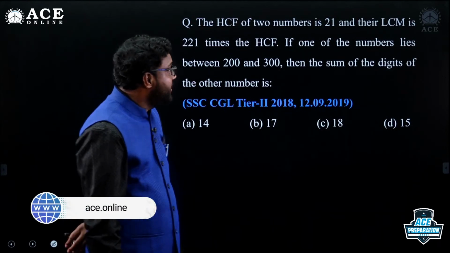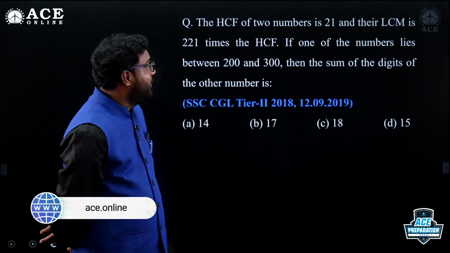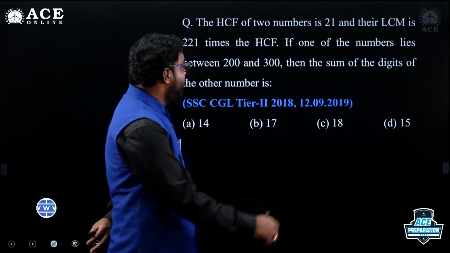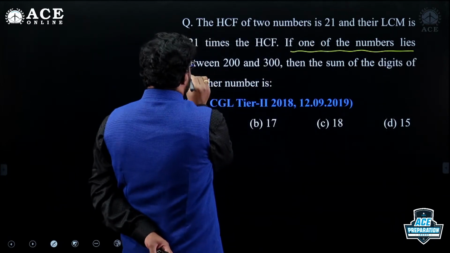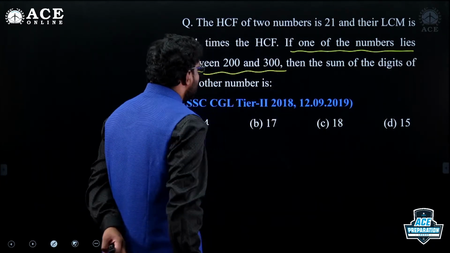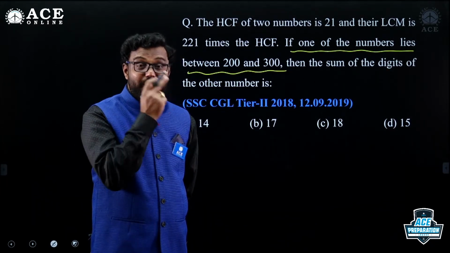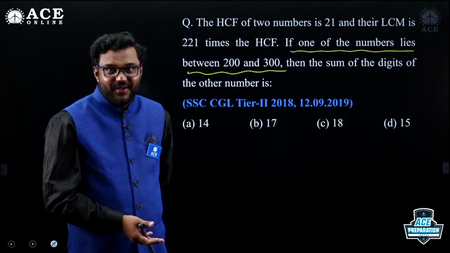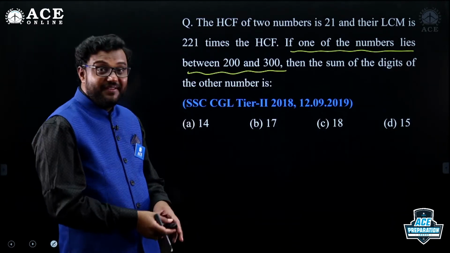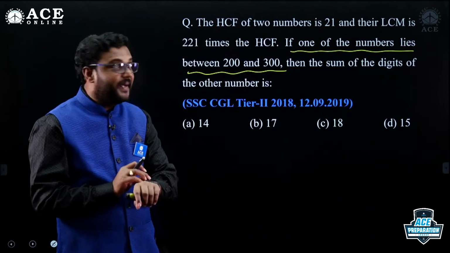Now see this question, my dear friends, a bit similar to the previous one. Here, they have given that one of the numbers lies between 200 and 300, then the sum of the digits of the other number. If the other number is given, we can do option verification. So they are also smart enough now. While setting the paper, they are giving the sum of the digits of the other number. They are asking sum of the digits, my dear friends.